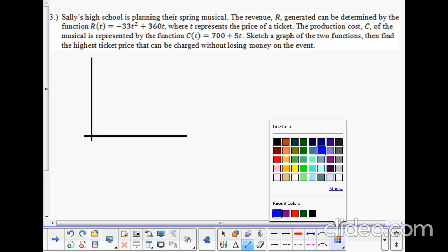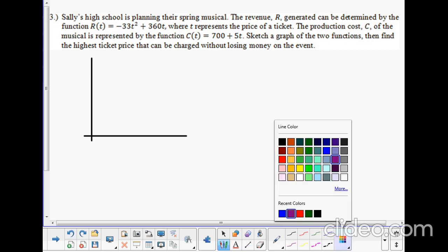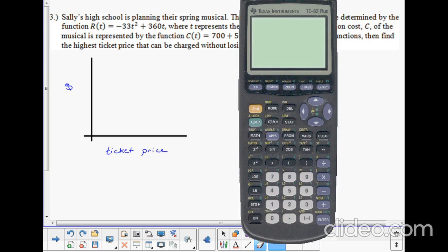So I'm going to sketch a graph here. I want to label my axes. So this is going to be our x-axis. Our x-axis is going to be ticket price. And our y-axis is going to be either revenue or cost. This is going to be a dollar value. So I'm going to have two functions that I'm going to place on this. And I'm going to use my graphing technology to help me out here.